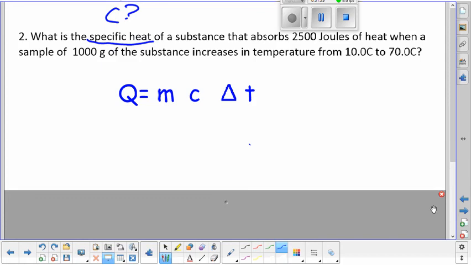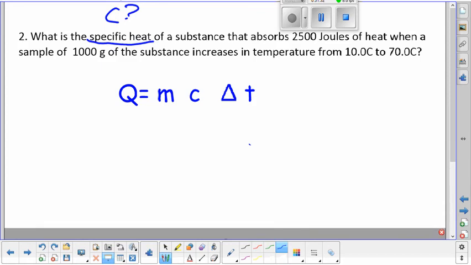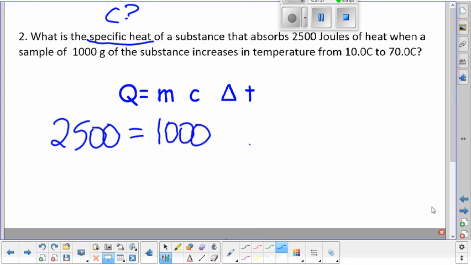Let's see here. Mr. Mitchell, what's my Q? Yes sir, he knew that because it said joules, didn't it? 2,500 is my Q. That'll be equal to, what's my mass there, Mr. Mitchell? 1,000. Yes, sir. Do I know what my C is? No, that's what it's asking me for. So I'm just going to put times a C right there. So I'm keeping a variable in there, but I don't know what it is. And what is my delta T there, Mr. Mitchell? 60.0. Yep.